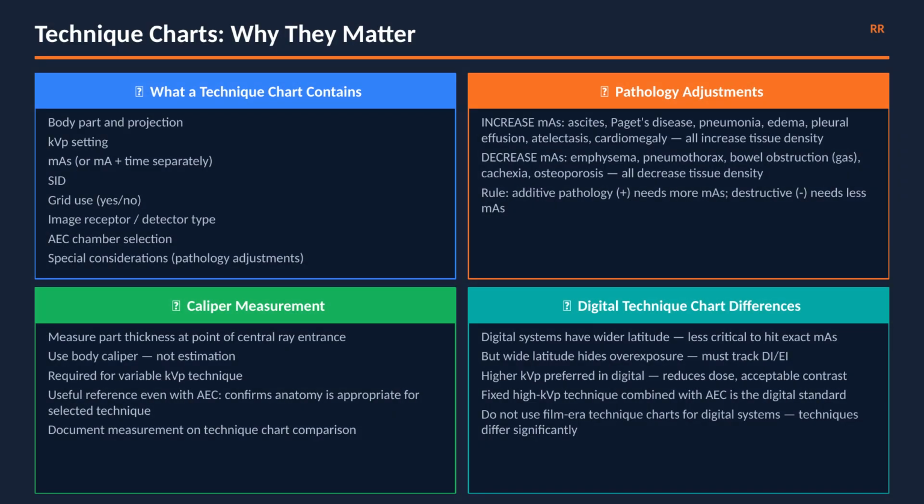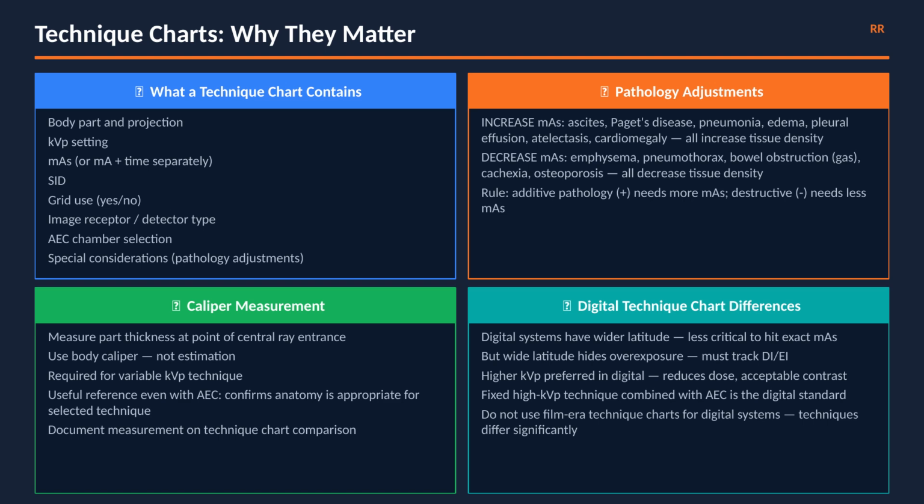Technique charts standardize exposures across patients and radiographers. For components, every chart includes body part and projection, kVp, mAs or mA plus time, SID, grid use, and AEC chamber selection. Pathology adjustments are registry tested directly.